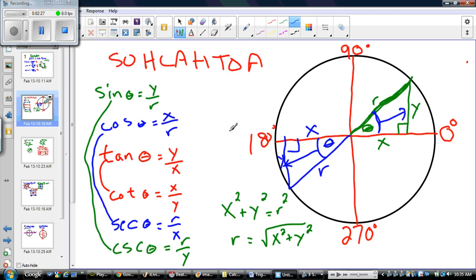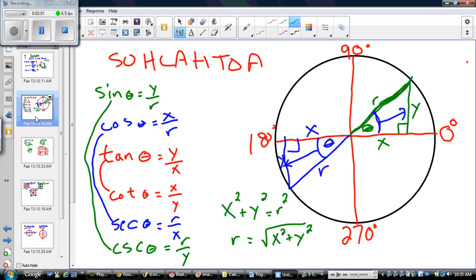So what we said is, first of all, there's a relationship just like the Pythagorean theorem: x squared plus y squared equals r squared. Take the square root of both sides, r equals square root of x squared plus y squared. And now as we look at all 6 trig functions, sine ratio is y over r, opposite over hypotenuse. The reciprocal of that is the cosecant, r over y. Cosine of theta equals x over r. Reciprocal of that is secant, r over x. Tangent equals y over x. Cotangent is the reciprocal of that, x over y.